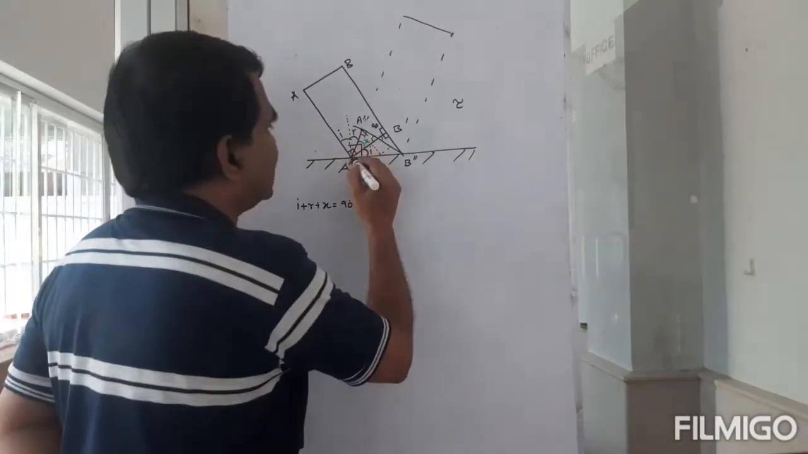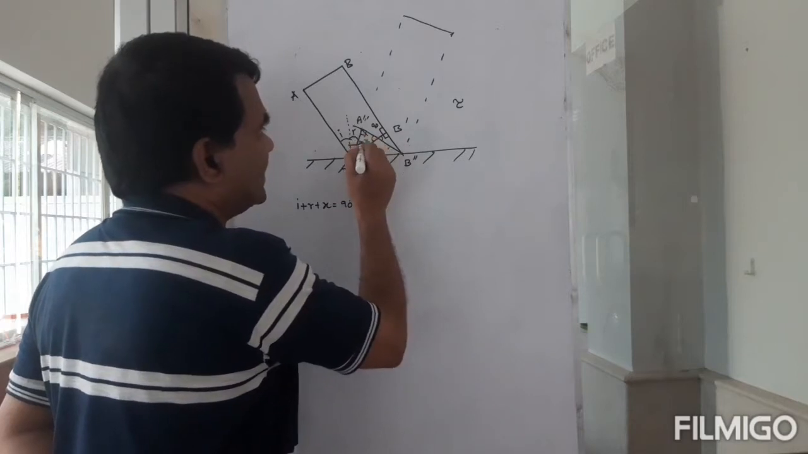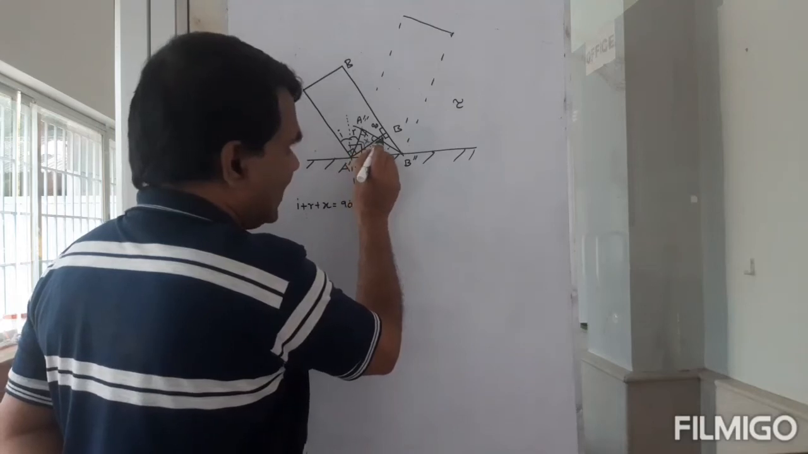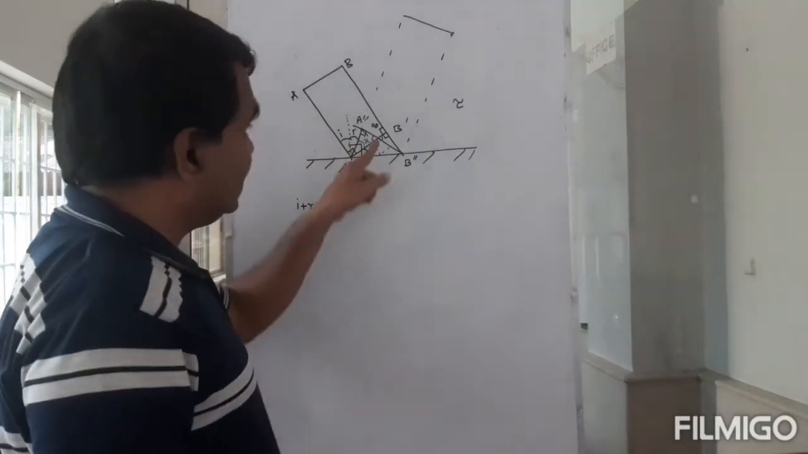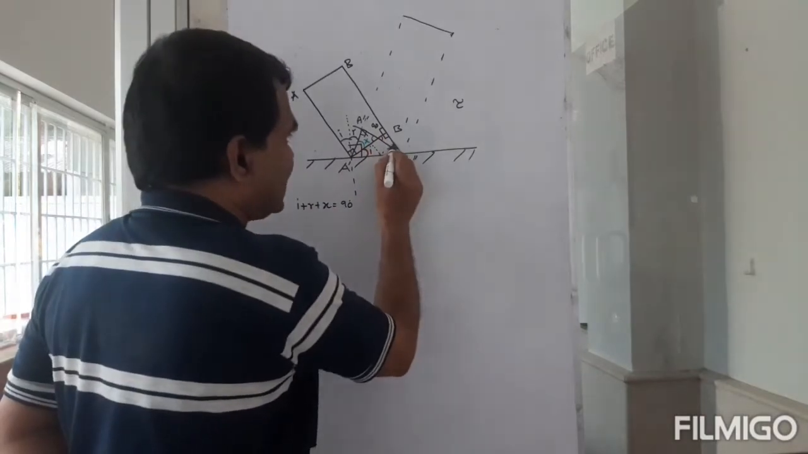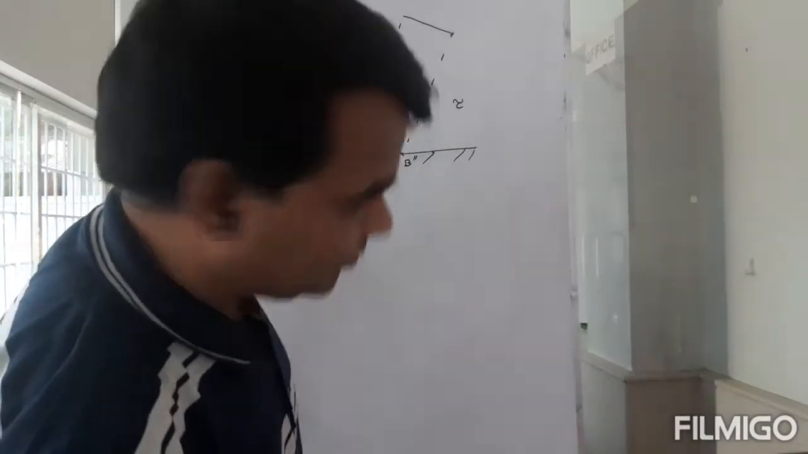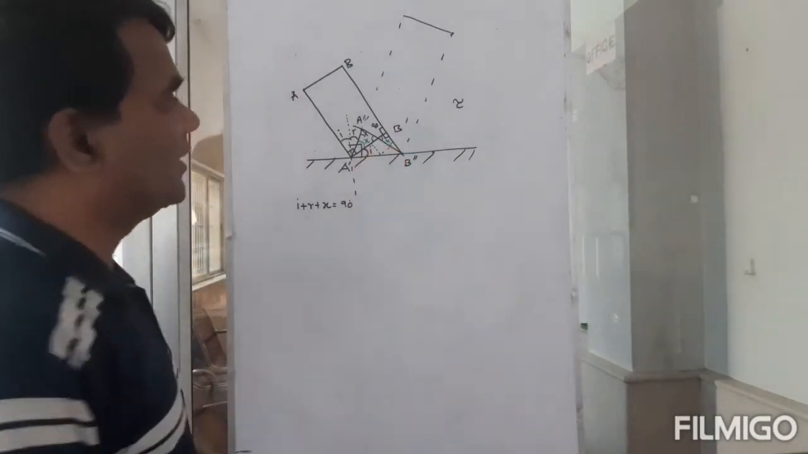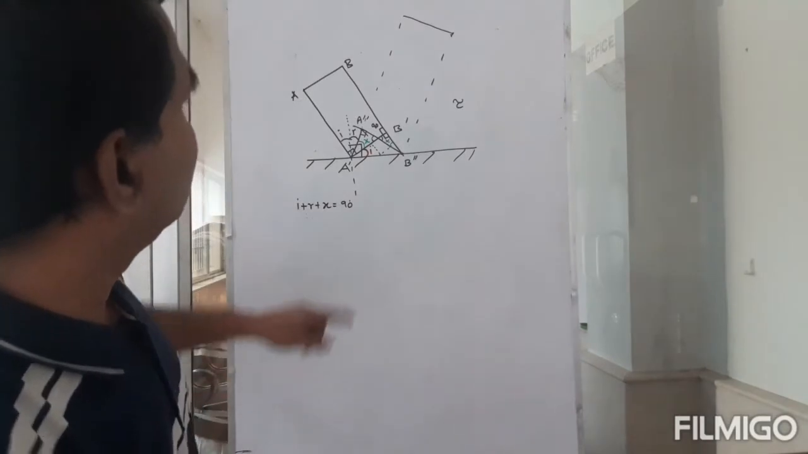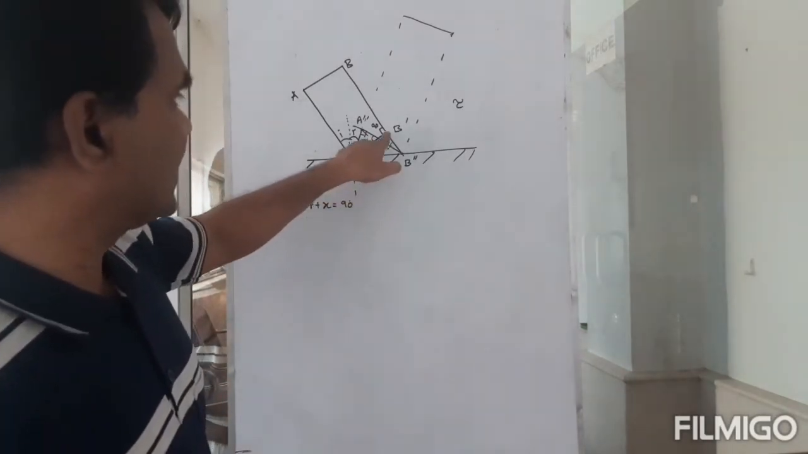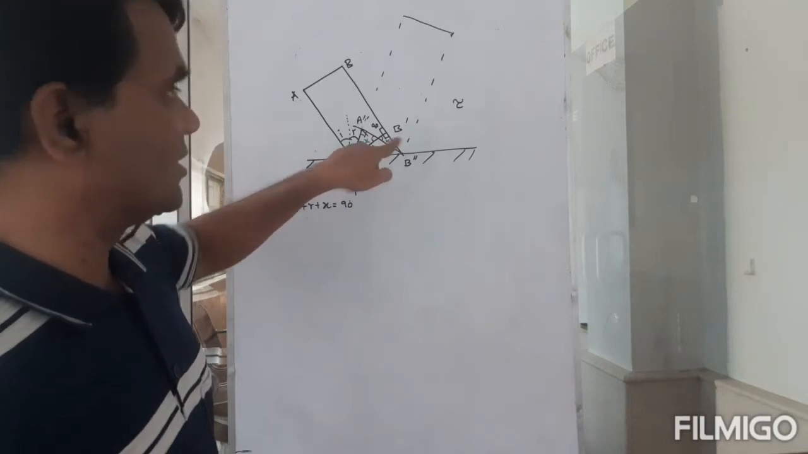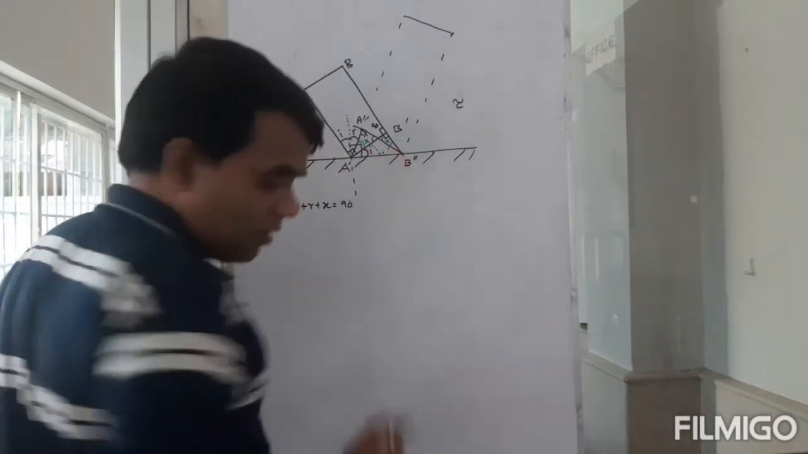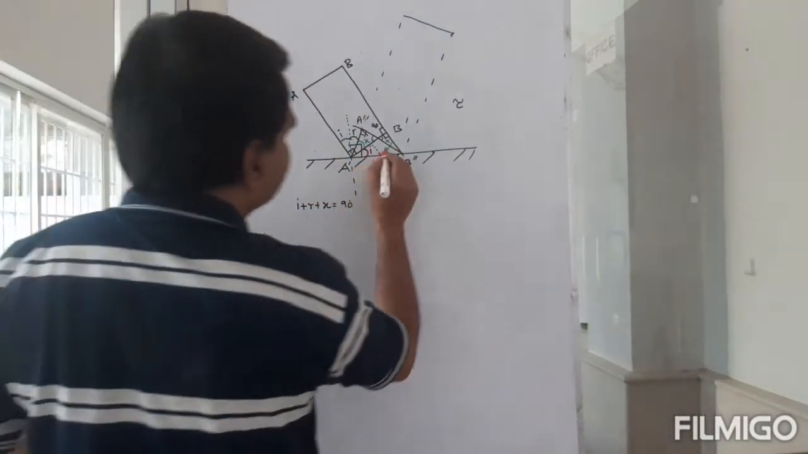Why? Because I can consider this as a triangle. This is 90, this is X, this must be 90 minus X. If this is 90 minus X, this must also be 90 minus X, resulting in this angle being X. Right? Because this is 90 minus X, this is 90 minus X, this is 90, this is 90. So this is X, this must be X. Okay? And now, I'll call this angle R1.